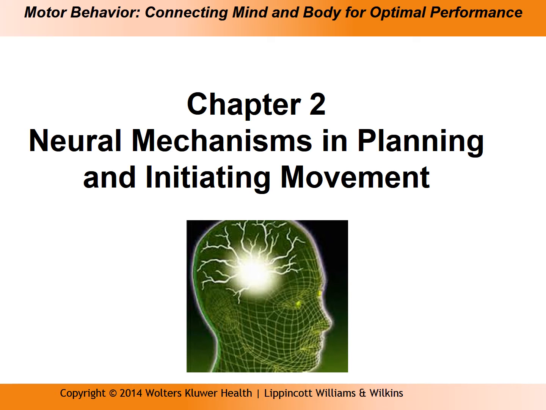Okay, welcome to Chapter 2. This is the first of two lectures on neural mechanisms in planning and initiating movement. Nearly every system in the body is designed to support movement, but none more than the nervous system and the muscular system. The emphasis in this chapter will be on the nervous system's four main components of learning movement. They are planning, initiating, executing, and monitoring of movement.